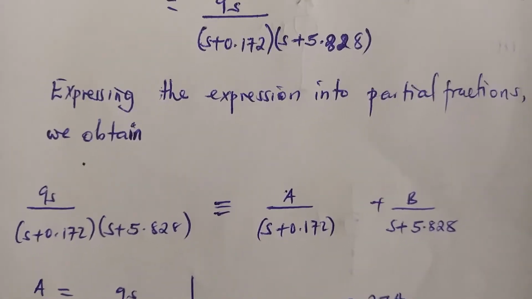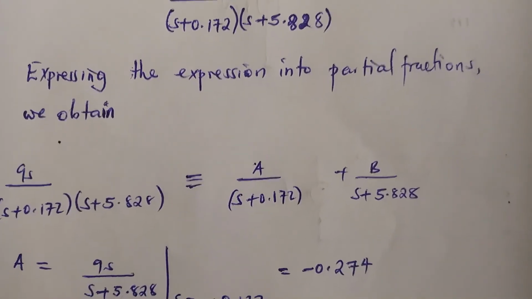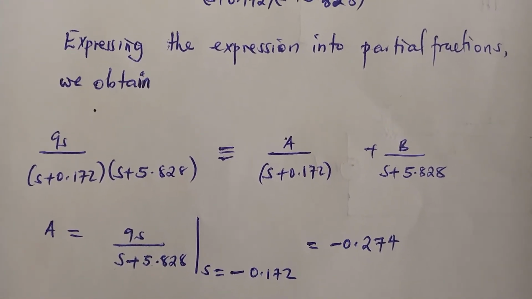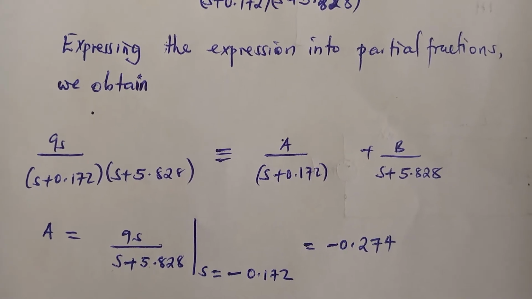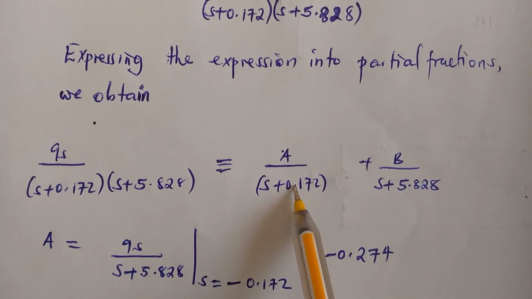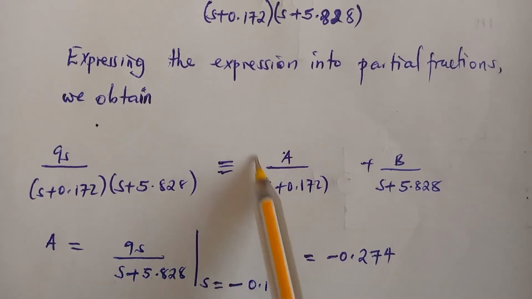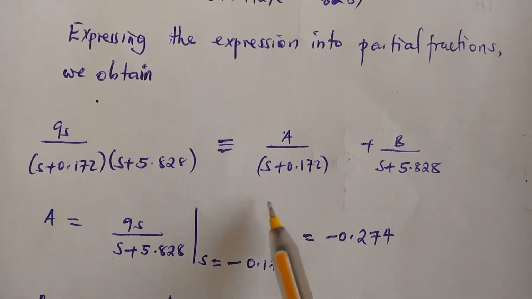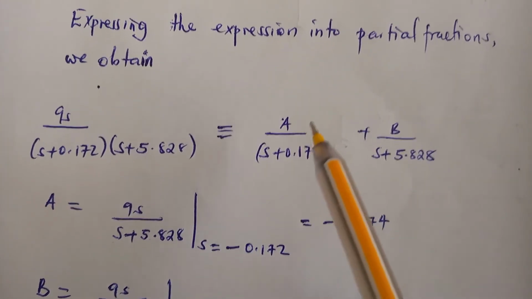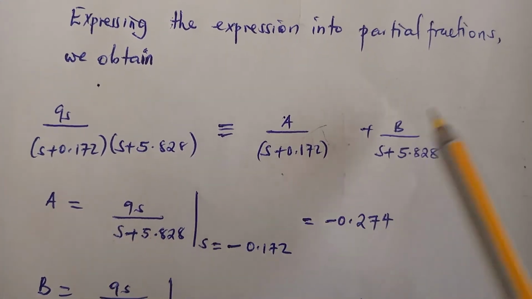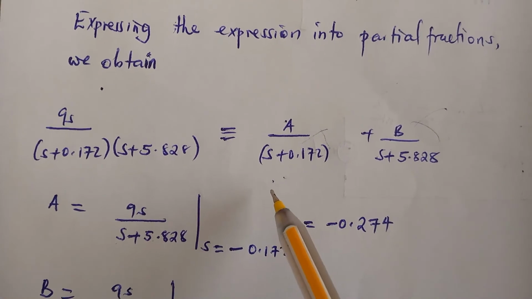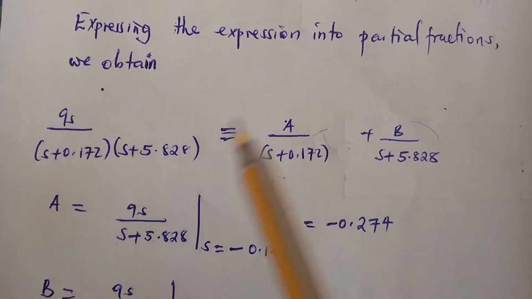Now, expressing the expression into partial fractions can be done in an easy way. When you multiply the expression by the denominator of coefficient A, it cancels with what is there, so we remain with only A as the unknown.